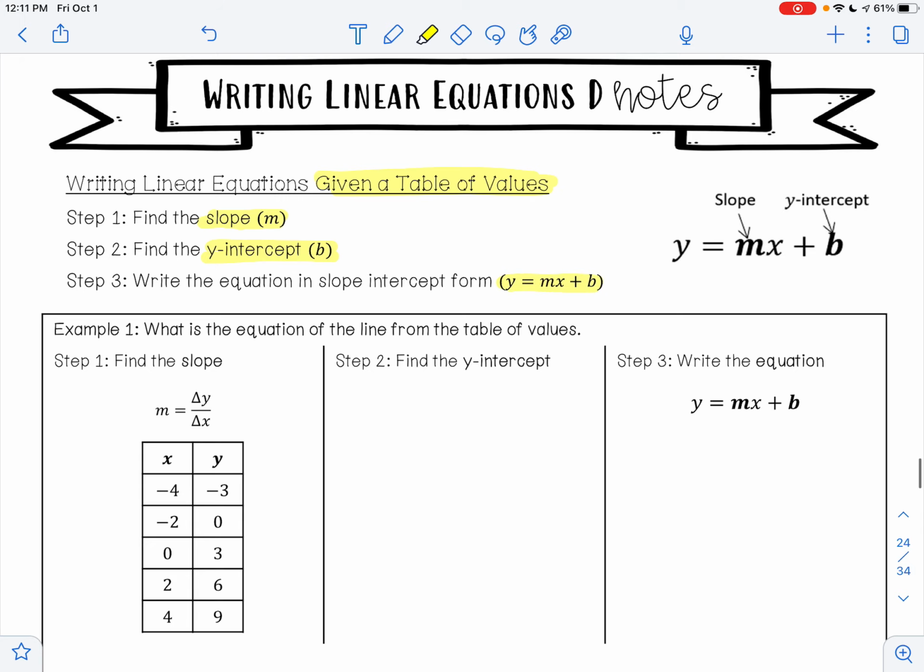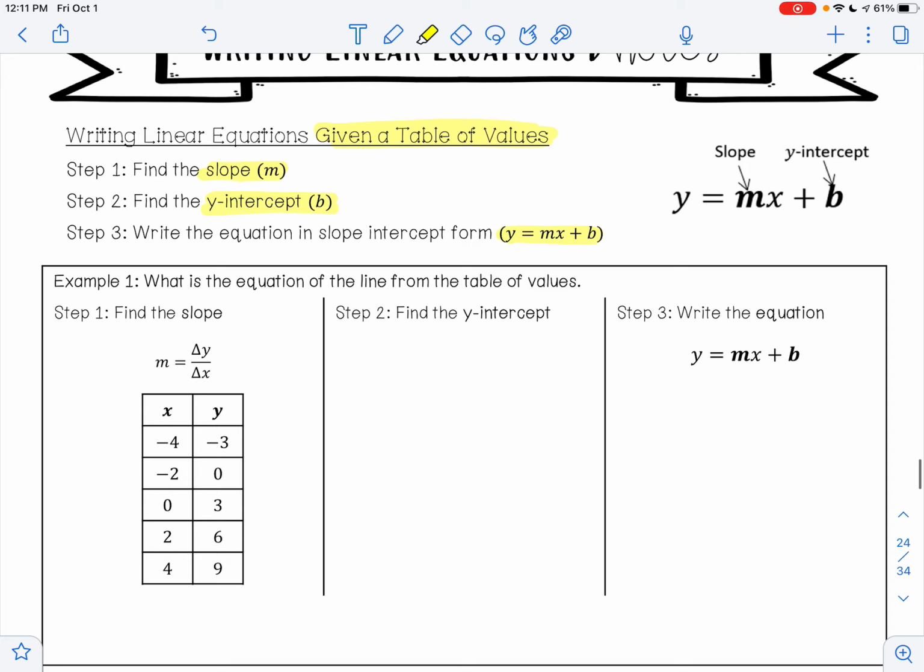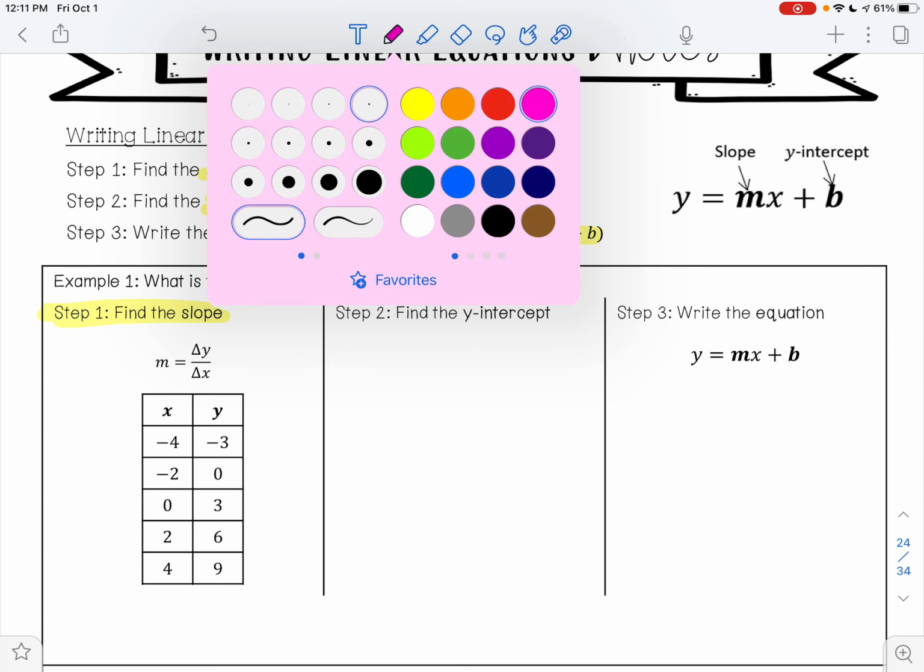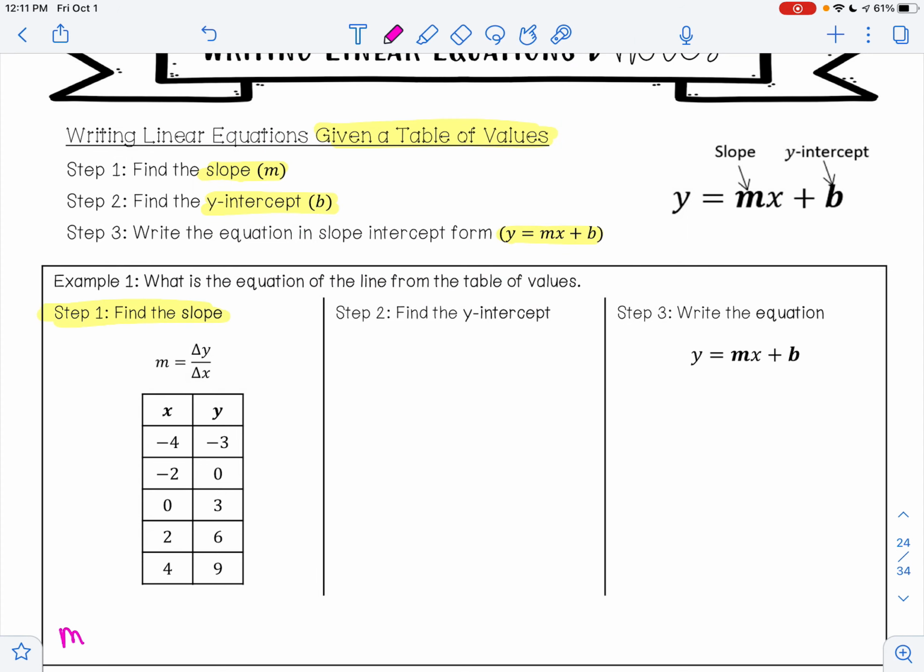So let's try that with example 1. Example 1 says, what is the equation of the line from the table of values? So remember, step 1 is to find our slope. To do this, I'm going to use our slope formula, which is change in y over change in x.